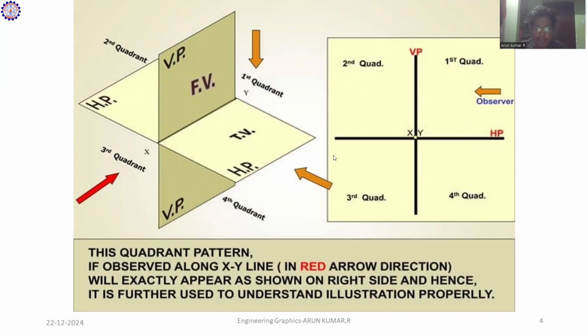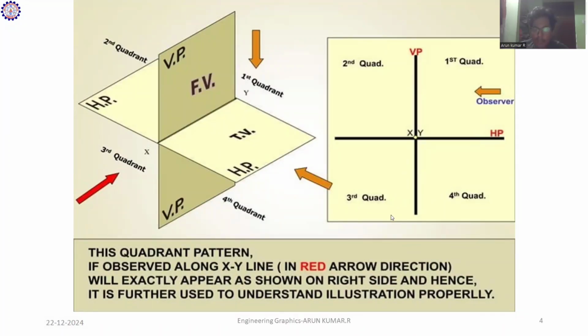It is a simple understanding for the first quadrant, and a similar understanding for the second quadrant, third quadrant, and fourth quadrant. So we have to use the terms above and below, in front and behind. Based on these terms, we have to classify each quadrant: first quadrant, second quadrant, third quadrant, and fourth quadrant similarly.